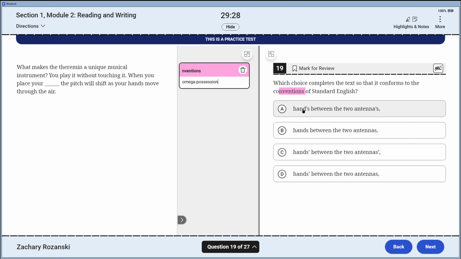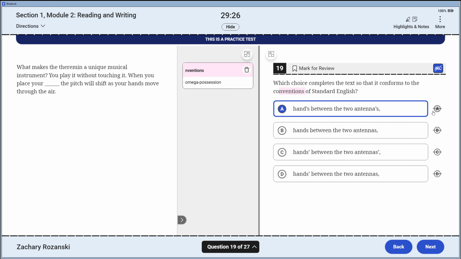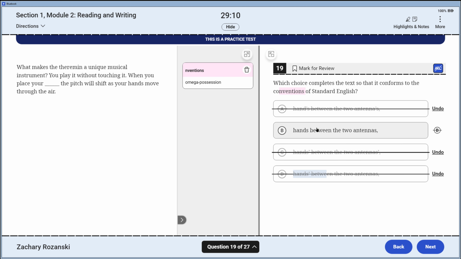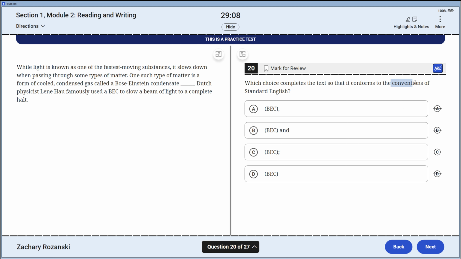I know that hands is not going to be possessing between, because between is a prepositional phrase. Possessing a prepositional phrase is making hands possess a prepositional phrase, which is so disgusting. And then if we were to cut through it even more, A and C are making antennas possess nothing. So I don't even have to juggle too much right here. I love that as a simple explanation. Conventions, another one.